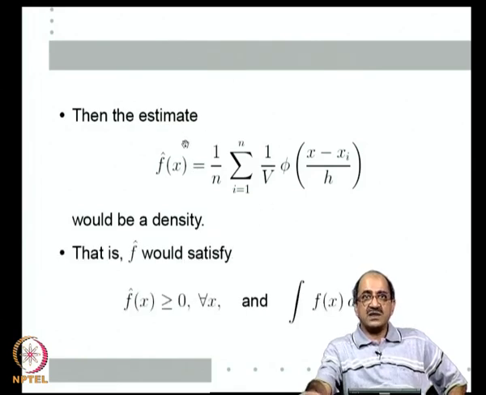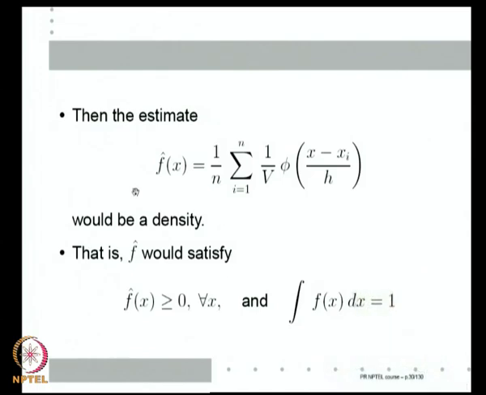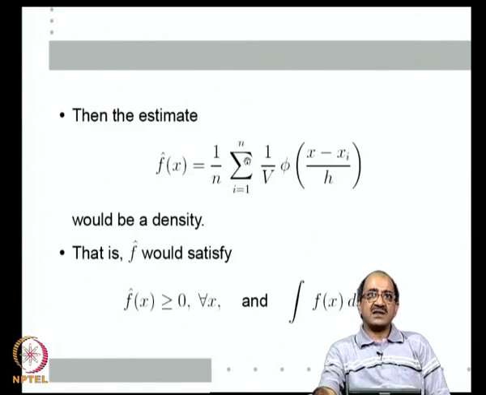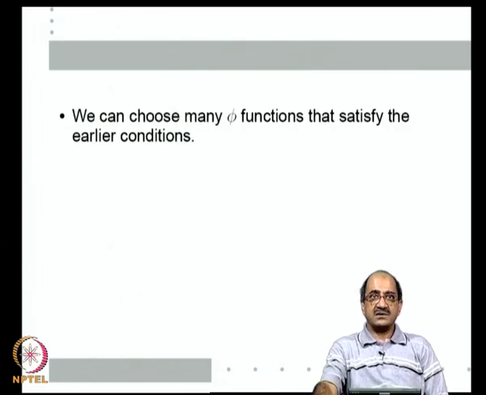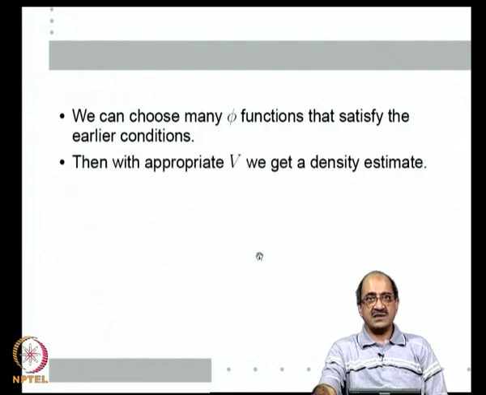So, essentially if I use this, then f hat would be a density. That is, f hat would always be positive because phi is positive, and the integral of f hat(x) dx will be 1, because the way I define V and the properties of phi ensure that each term here integrates to 1. Now that we understand what we want out of our phi, we can choose many other phi functions and correspondingly calculate the V and make different Parzen window estimates. We can choose from many functions that satisfy these conditions.